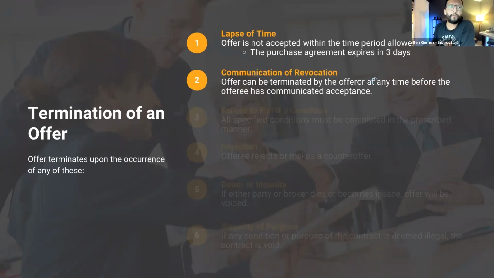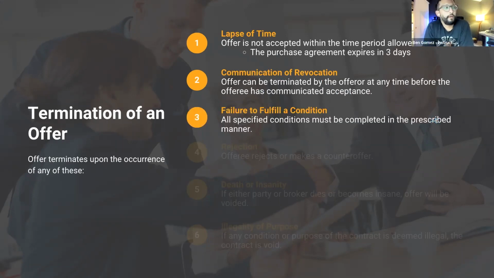An offer can be terminated also by communication of revocation. Another word for revocation is reject. Communication of rejection. An offer can be terminated by the offeror at any time before the offeree has communicated acceptance. So if Darlene writes an offer to Carla, the seller, and in one day Darlene changes her mind, I can tell the seller, hey seller, sorry, my buyer changed their mind. We're going to withdraw our offer. Communication.